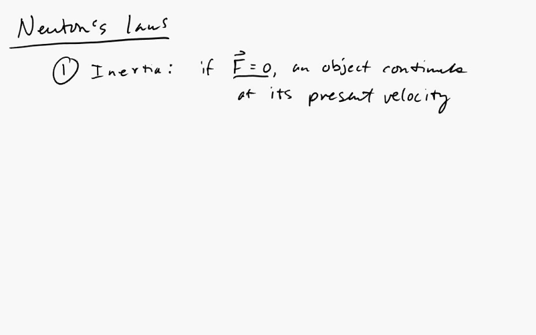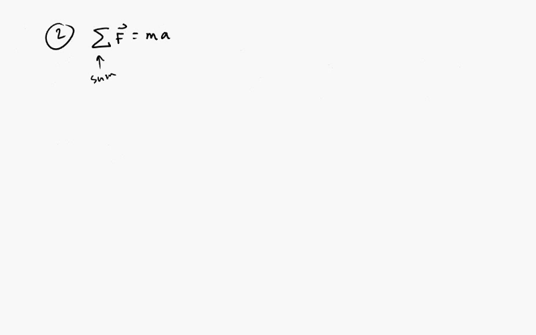Okay, so number 2, we will write it like this. Force equals mass times acceleration. And so this little sigma means sum. It means that we're adding up all the forces together to see the total force that's being acted on a certain object. And so there's this idea that, let's say we have an object here.